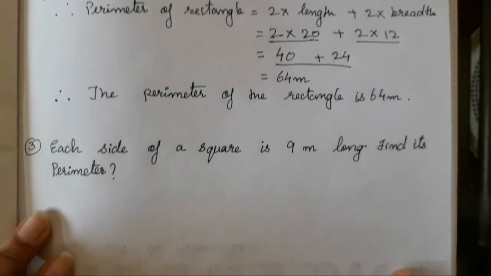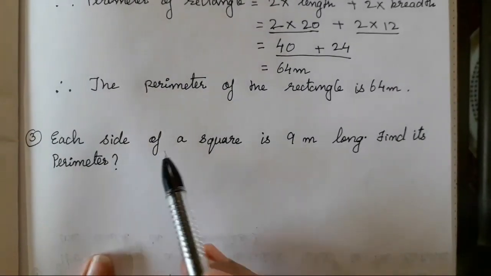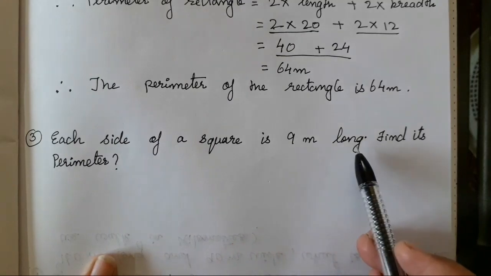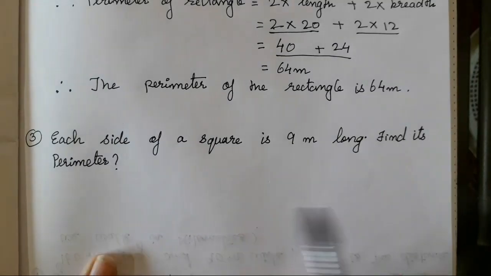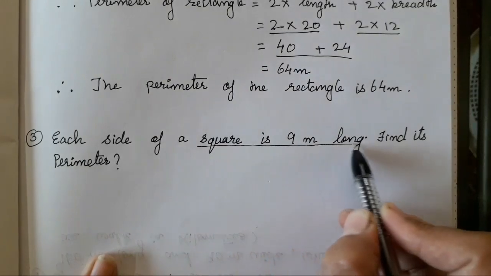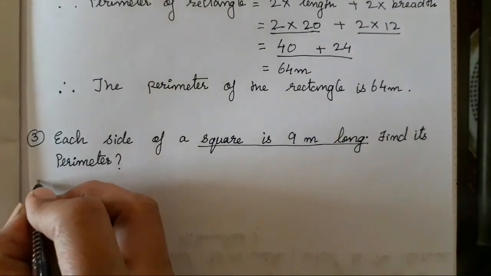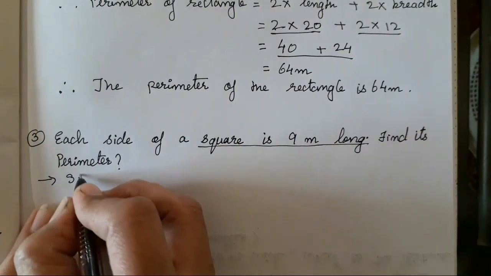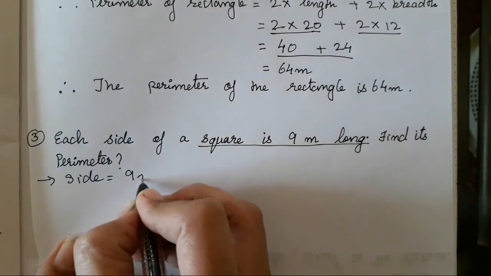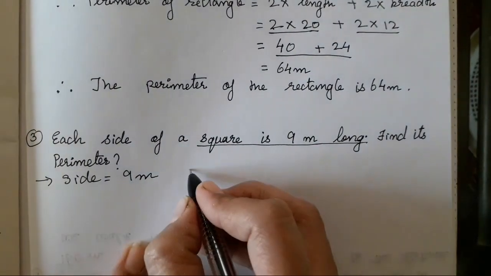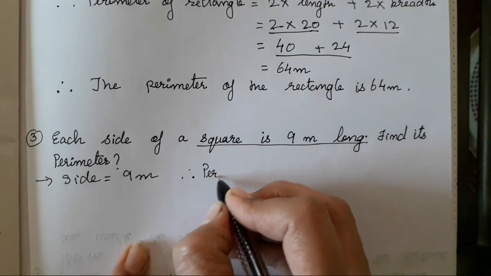Now let's do the third sum: each side of a square is 9 meter long. Find its perimeter. Now they have given a square, 9 meter long. Only one side has been given, so you all have to write side is equal to 9 meter. Okay, now therefore we will write it over here only.